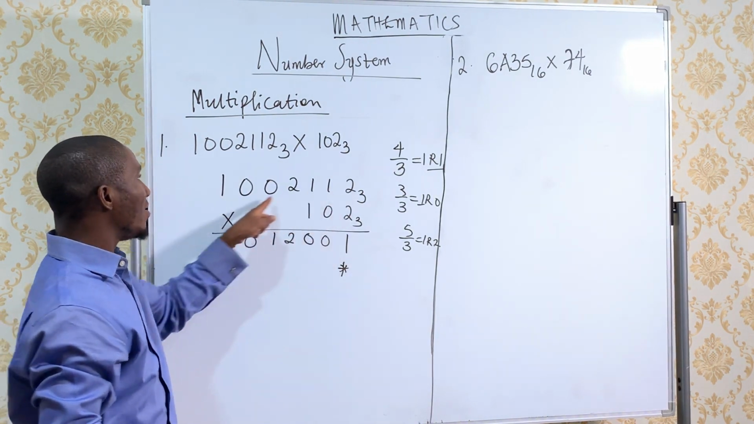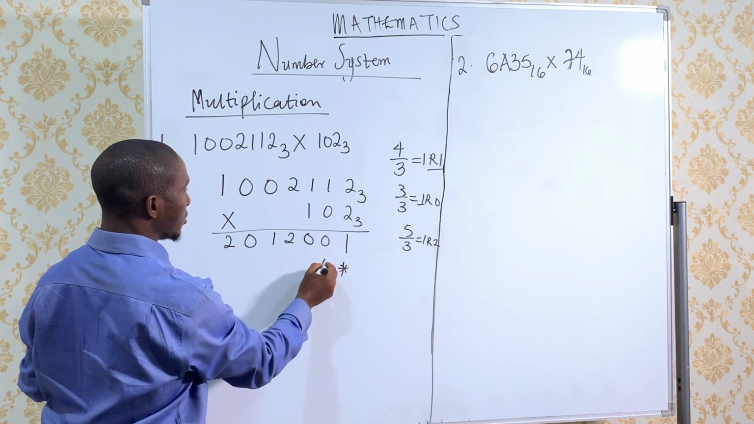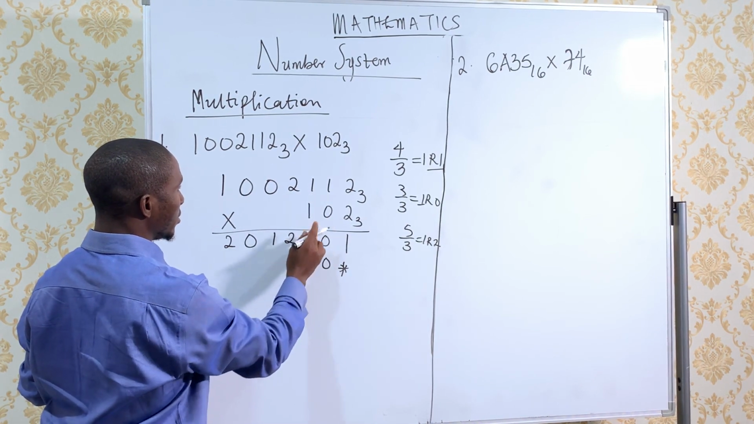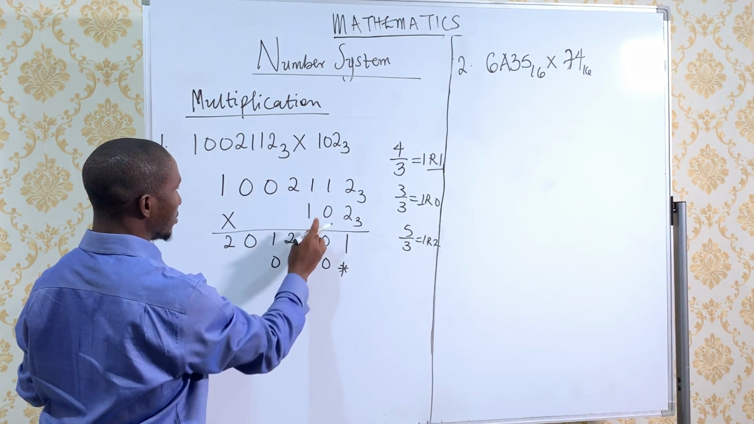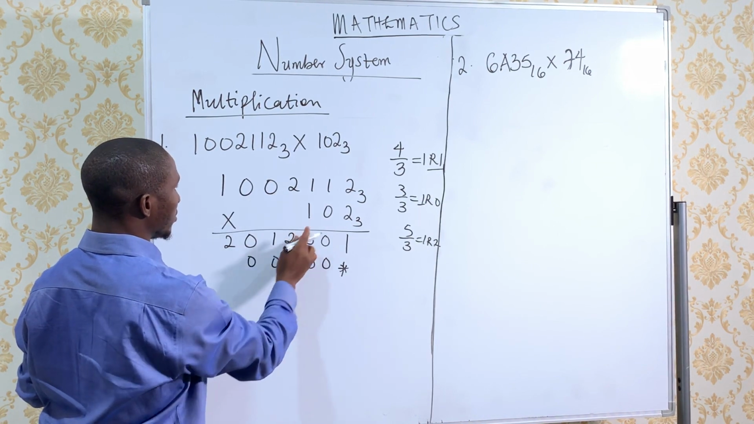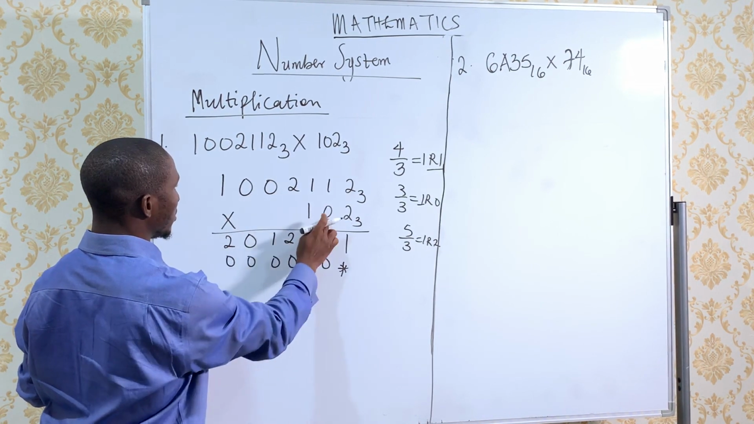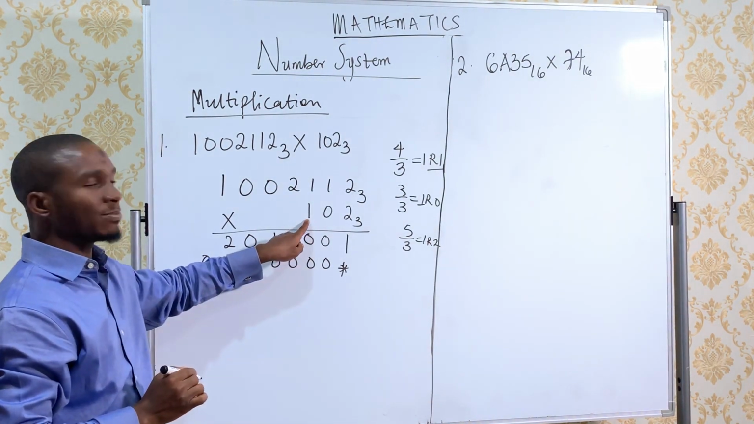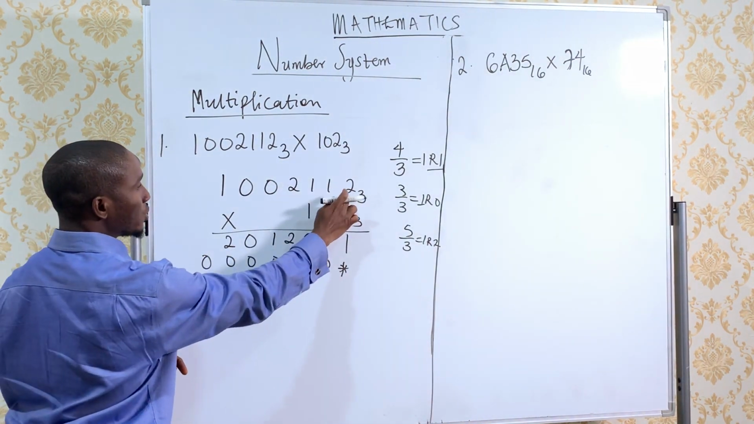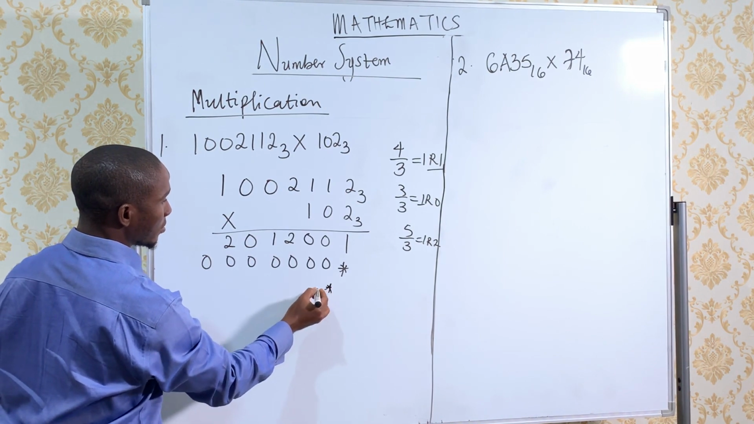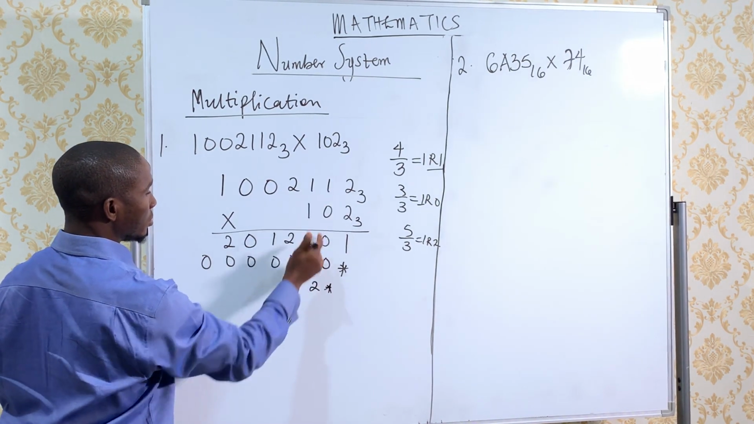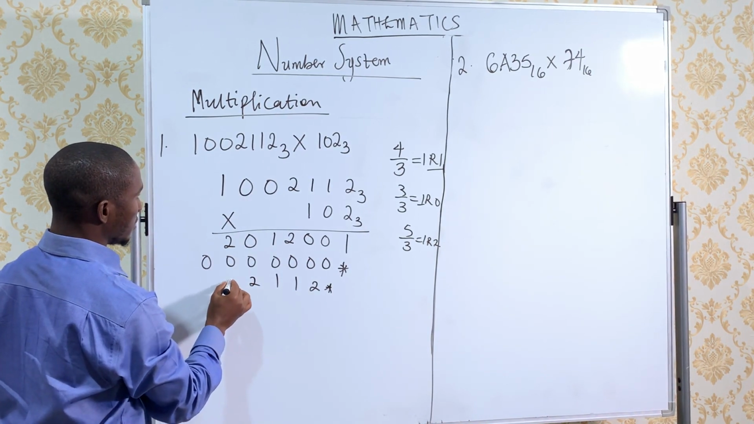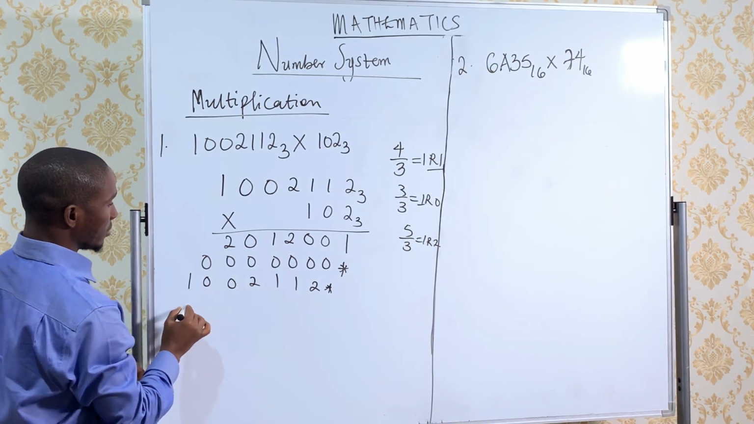Now, then we pick 0. 0 goes to multiply all these numbers. 0 times 2, 0. 0 times 1, 0. 0 times 1, 0. 0 times 2, 0. 0 times 0, 0. 0 times 0, 0. 0 times 1, 0. Now, let's pick 1. 1 times 2, 2. 1, 1, 2, 0, 0, 1.